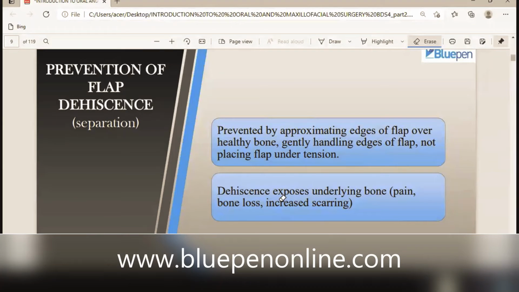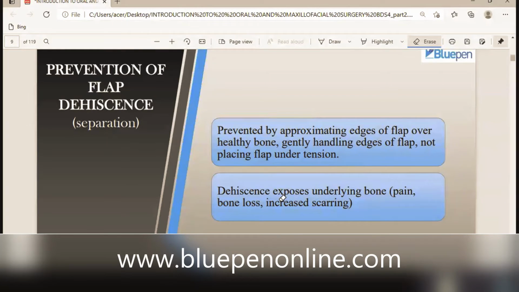Now, when you go for an incision, when you go for a flap design, you have to always be careful that there is no flap dehiscence or flap separation occurring. It is prevented by approximating the edges over healthy bone, gently handling the edges of the flap, and not placing the flap under tension. If you place a flap under tension, it will get detached faster. There will be flap separation. So always gently handle the flap.